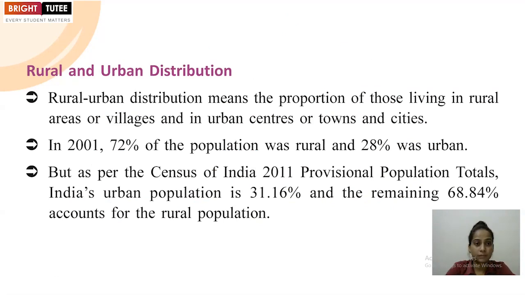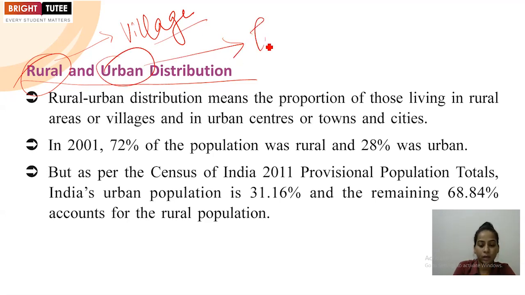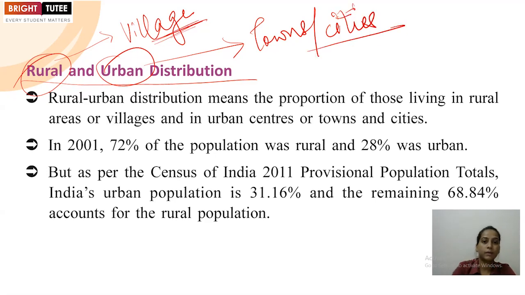The another factor of social demographic structure is division of rural and urban population. That is, rural and urban distribution we are going to talk about now. Before that we need to understand the meaning of this term rural. It means related to village. And urban, it is related to towns or cities, means the number of people, those who are living in particular rural area, villages, and the number of the people, those who are living in towns and cities.